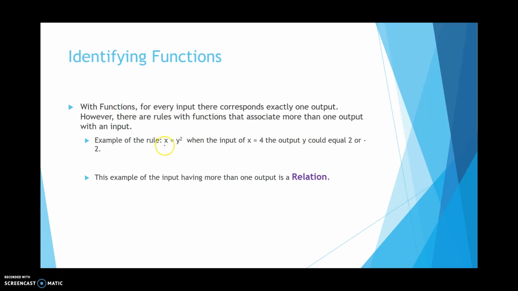If you had, for instance, x equals y squared, and you had an input of x equals 4, the output y could equal 2 or negative 2. Because if you think about it, 2 squared equals 4, and negative 2 squared also equals 4. So this example is where you have more than one output. And as this mentions below, this example of the input having more than one output is an example of a relation.